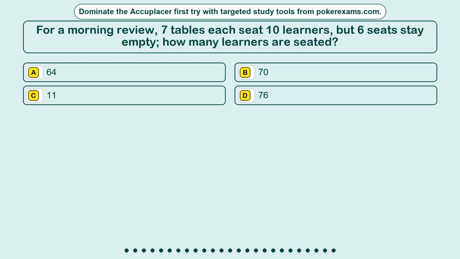Question 1. For a morning review, 7 tables each seat 10 learners, but 6 seats stay empty. How many learners are seated? Option A, 64. Option B, 70. Option C, 11. Option D, 76.